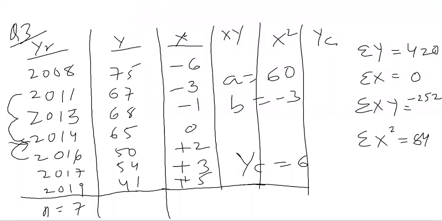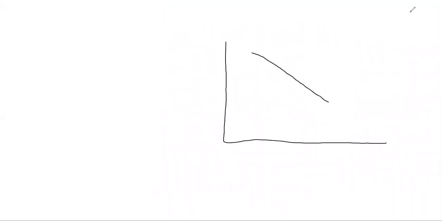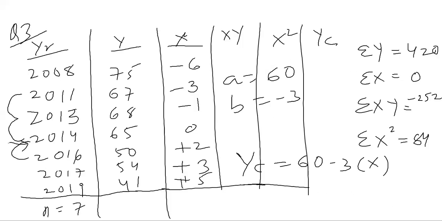So your equation is 60 minus 3x. So you can see the slope is negative. If you just find the YC values, you can observe that the demand is falling for this product. If you plot the YC line, you will have a surely declining line, which is your 60 minus 3x. So your trend line shows demand for the product is declining over the years. Now predict the value for 2022.